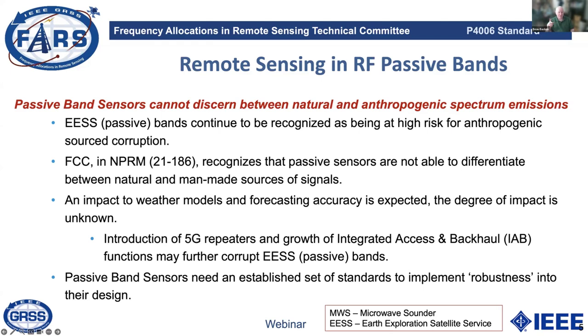So in the United States, the FCC has recognized that passive sensors are not able to differentiate between natural and man-made sources of these signals, and that it can be an impact to weather models, forecasting accuracy, and so forth. One of the problems we have, and we'll get into more detail here, is that it's really difficult to actually see the interference that is generated. It's not, as most of us tend to think of radio frequency interference, a strong signal. So let me just show you real quick what I mean here.